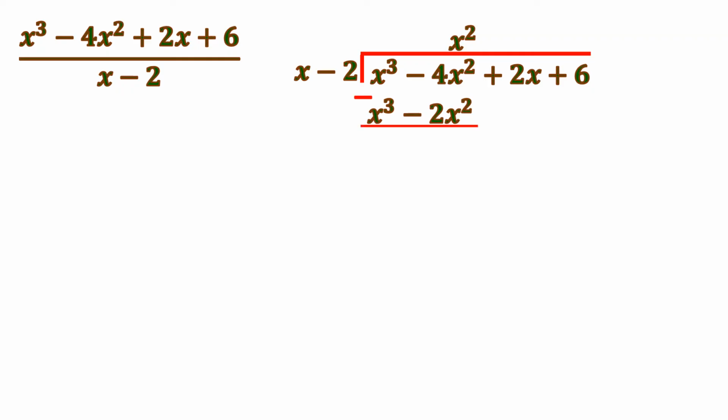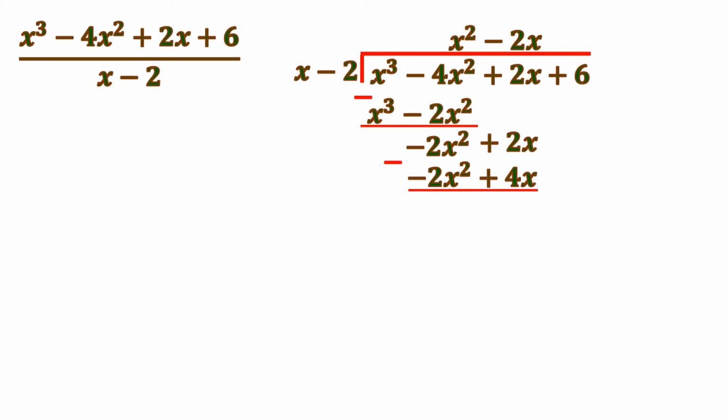Then subtract, x cubed minus x cubed is 0, negative 4x squared minus negative 2x squared, or you can also write it as negative 4x squared plus positive 2x squared, because minus negative is positive. So it will be negative 2x squared. Bring down 2 plus 2x. Then we'll divide again first term by first term. Negative 2x squared divided by x is negative 2x. Then distribute negative 2x. Negative 2x times x is negative 2x squared. Negative 2x times negative 2 is positive 4x.